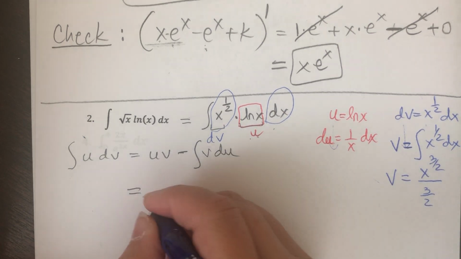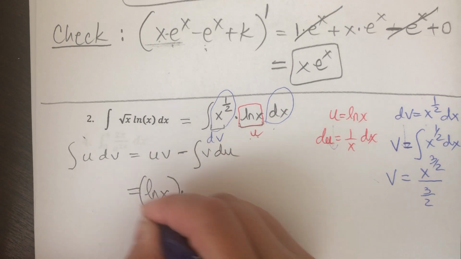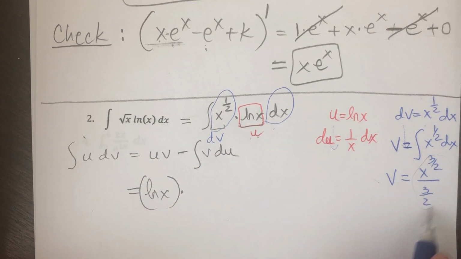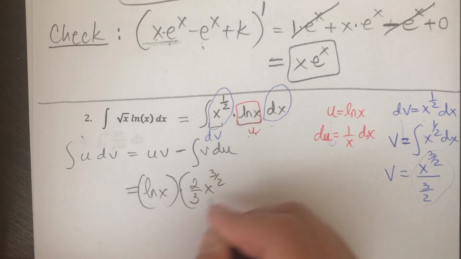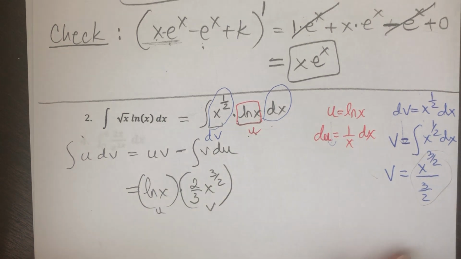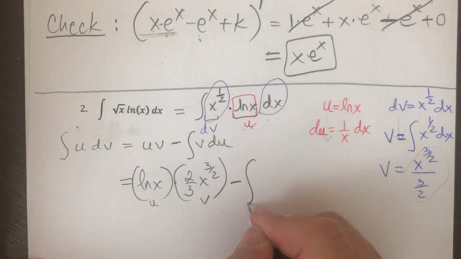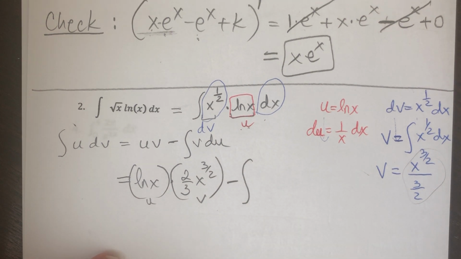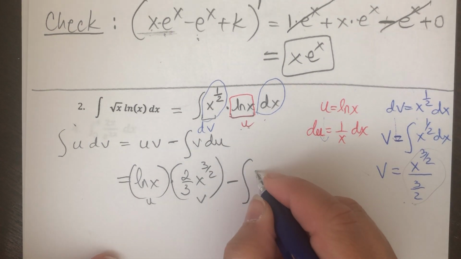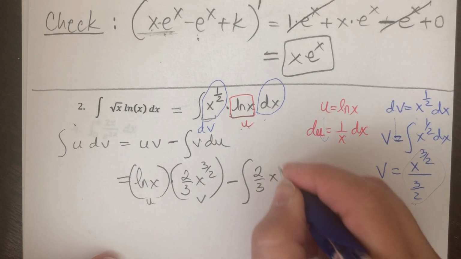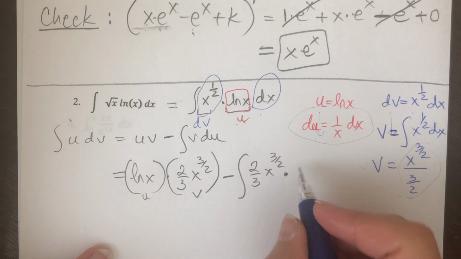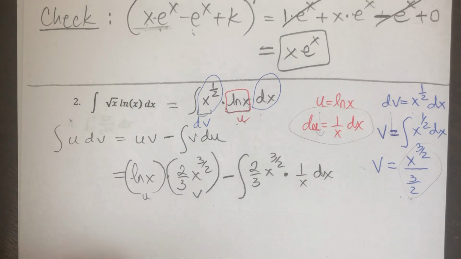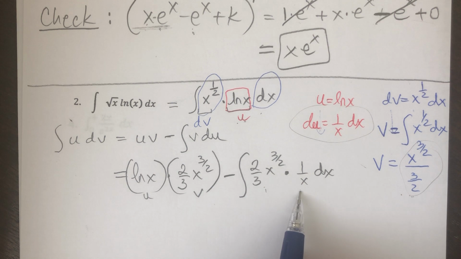What's u? u is ln x times what's v? v is this guy right here, which I'm going to fix for you, 2/3 x to the 3/2. So again, that's your u, that's your v, yes? Minus, it says, continue on and write a second integral. What's the second integral? v, which is 2/3 x to the 3/2, times du. What's du? du is right here, 1 over x dx. Perfect. I don't see a natural log, even though it's a product between x's.